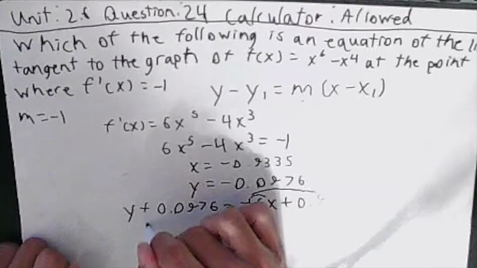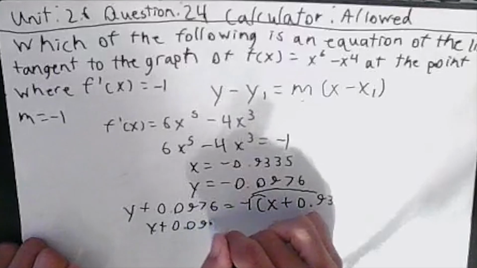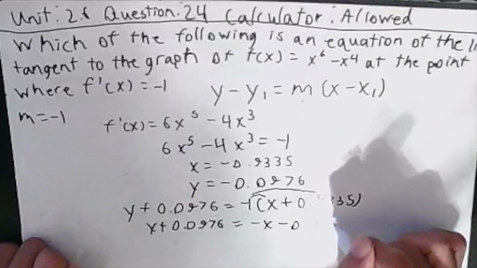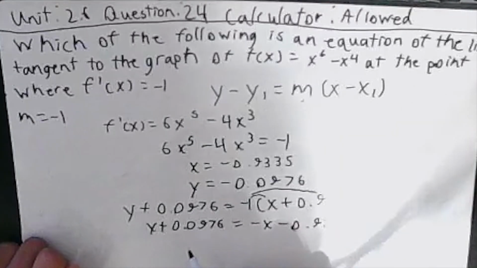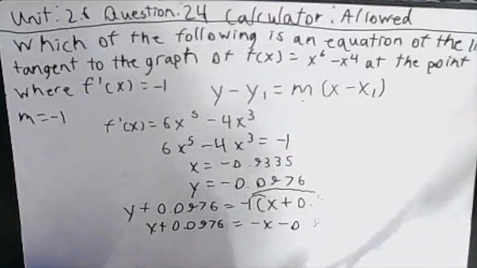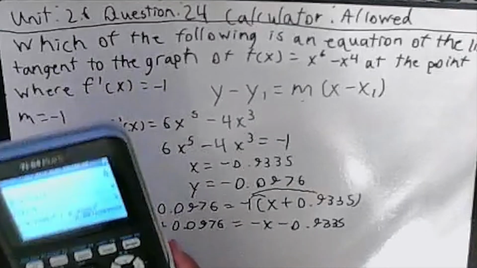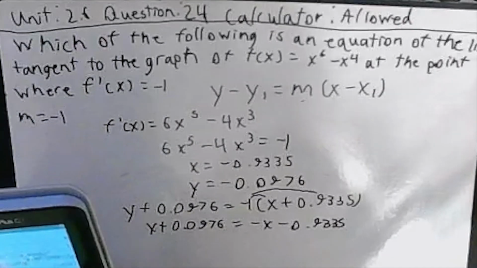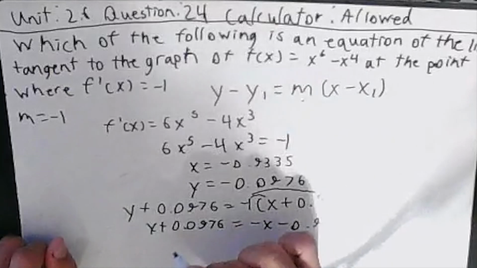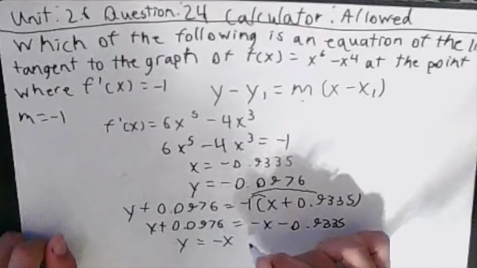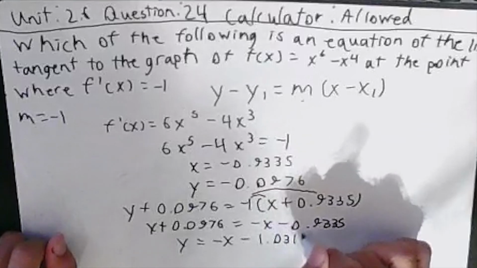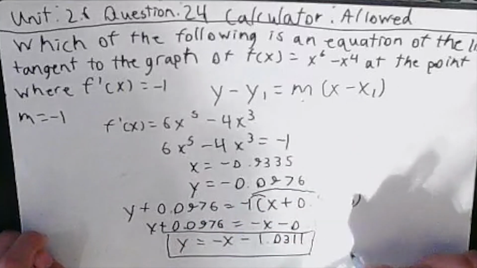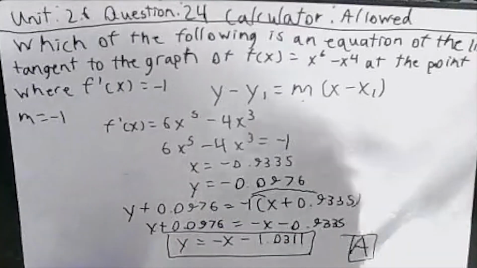So now, we're going to have to put this into slope-intercept form by first distributing this negative 1 to both of these terms. So y plus 0.0976 equals negative x minus 0.9335. Finally, we're going to move this to the other side of the equation by subtracting it from both sides. I'm going to use the calculator for this. Negative 0.9335 minus 0.0976. And we're left with an answer of y equals negative x minus 1.0311. And this is our final answer. It rounds to answer choice A in the assignment. So that's how we get answer choice A.